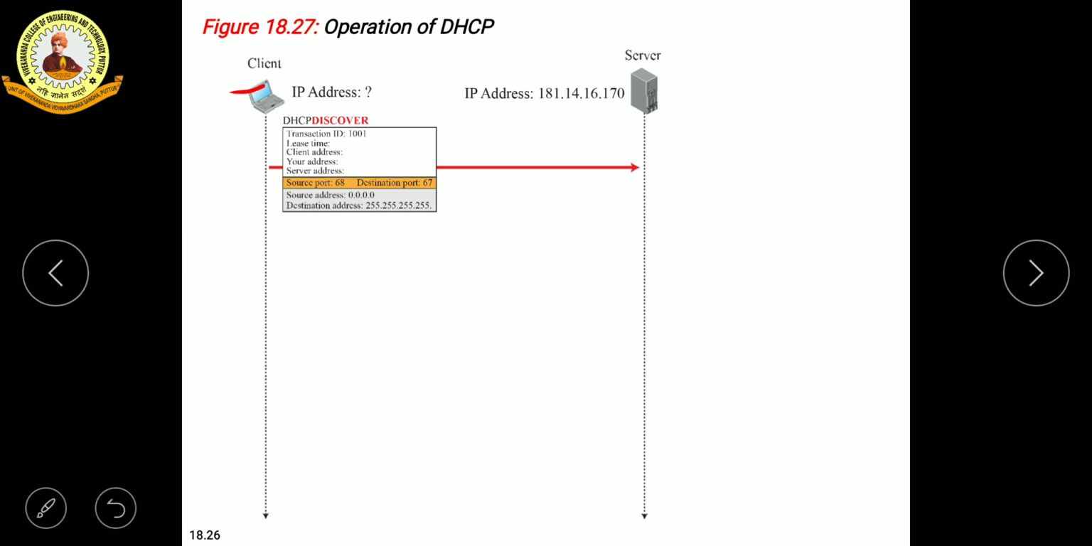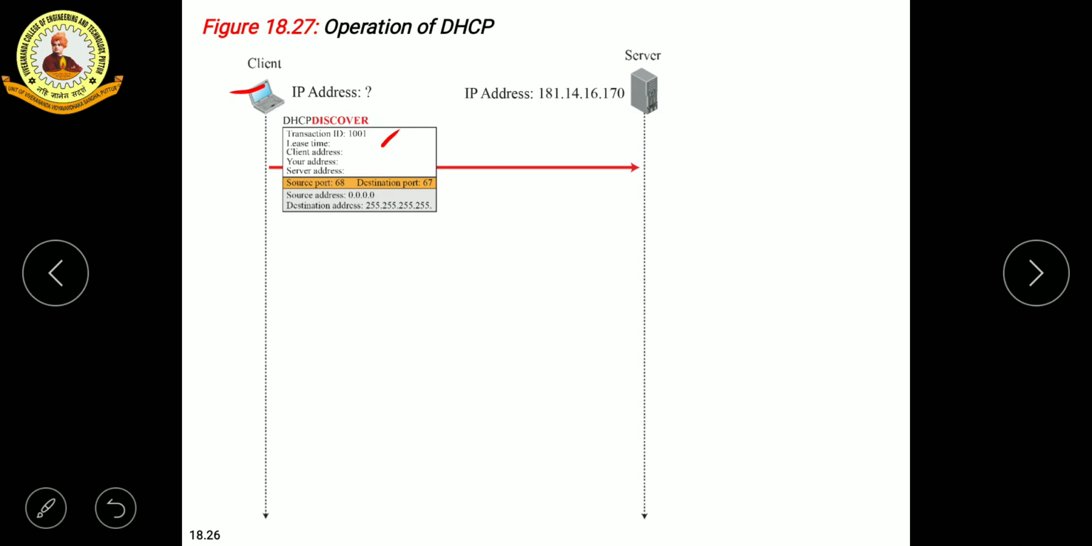It creates a DHCP discover message. Here in this case, the client is the joining host. So it creates a DHCP discover message in which only the transaction ID field is set to a random number. See here, the transaction ID field is set to 1001. No other field can be set because the host has no knowledge with which to do so.